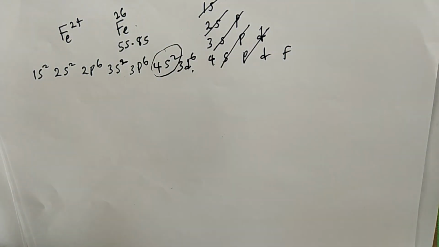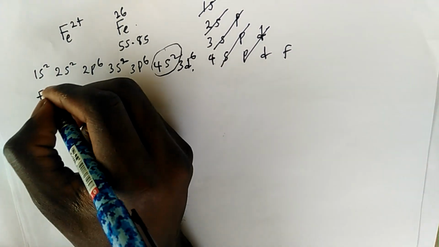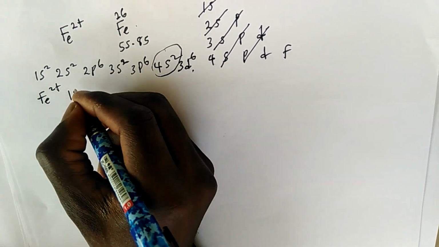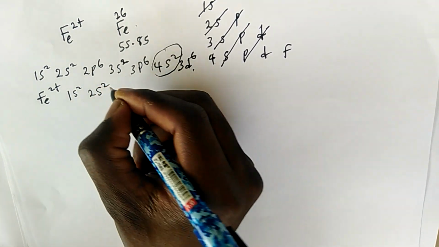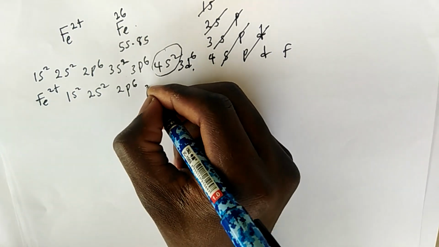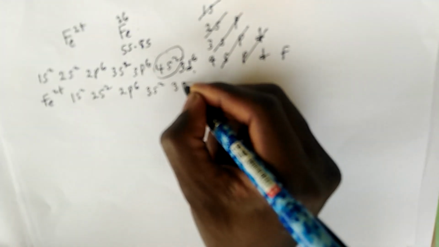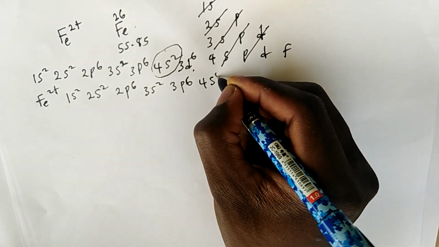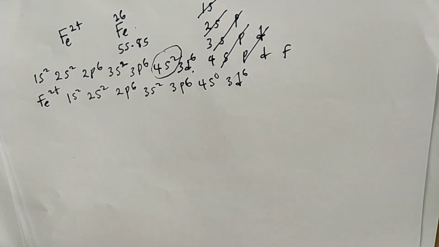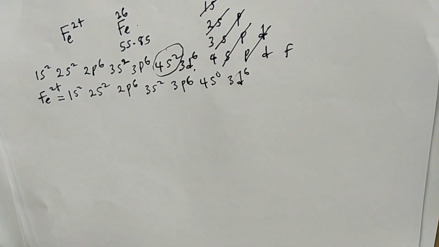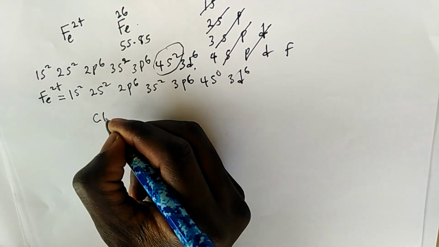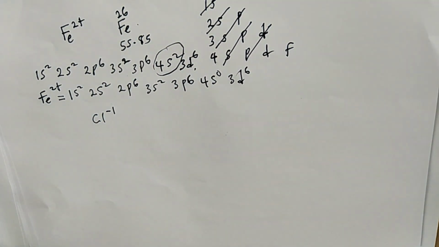So the electronic configuration of Fe2+ is going to be 1s2, 2s2, 2p6, 3s2, 3p6, 4s0, and 3d6. This is the electronic configuration of Fe2+. Now what about the electronic configuration of chloride? Feel free to pause the video and try.